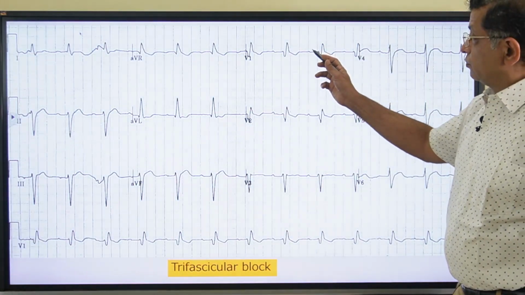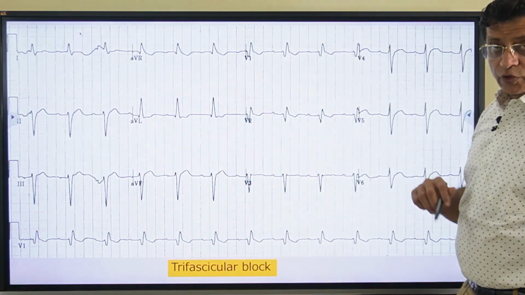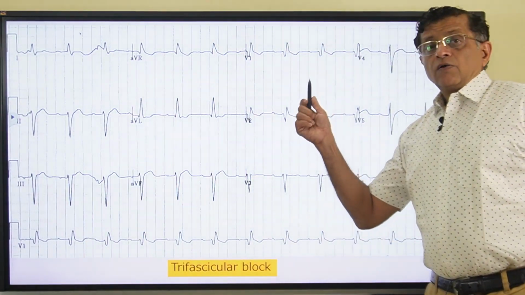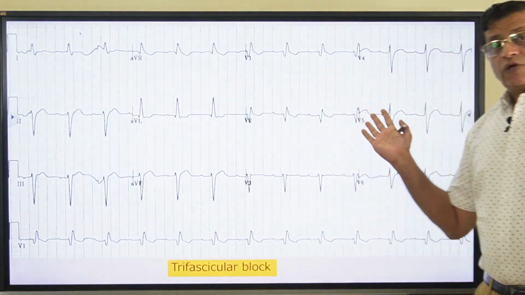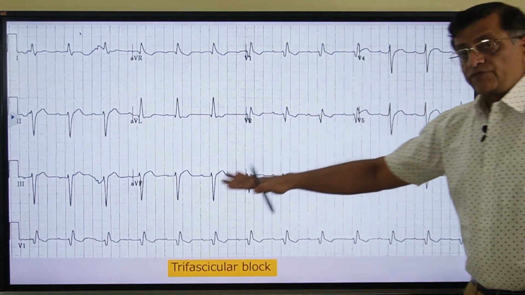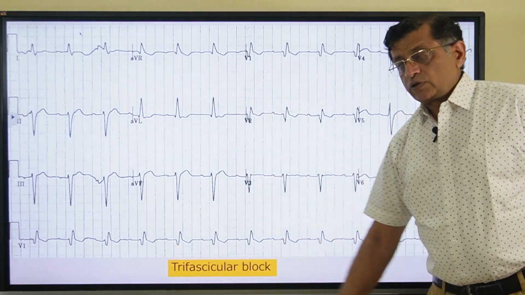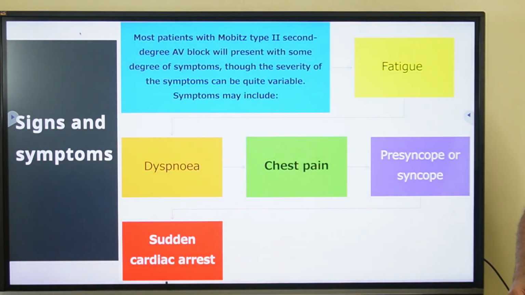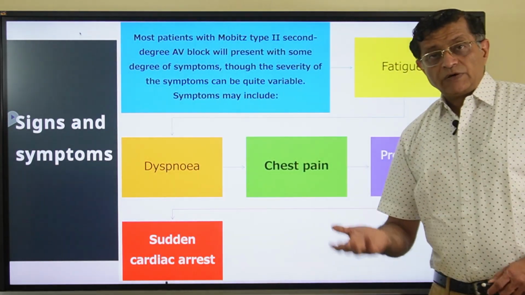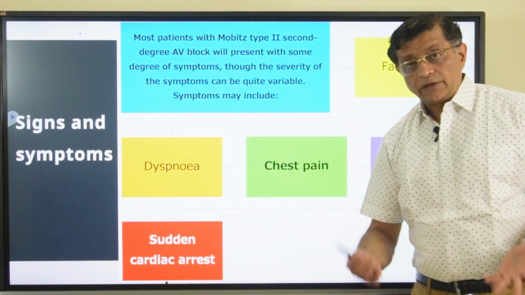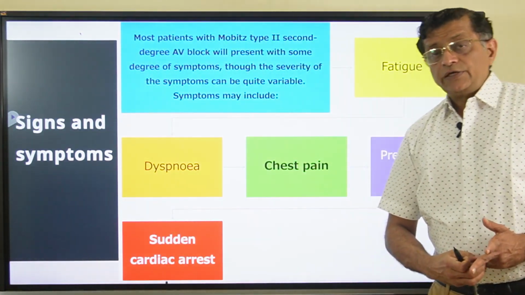As you all know, the PR interval is measured from the beginning of P to the beginning of Q. So this is more than 200 milliseconds, and that becomes a first degree heart block. So when we have right bundle branch block plus left anterior fascicular block plus first degree heart block, that is called trifascicular block. When the patient already has bifascicular or trifascicular block, in that setting, if the patient also develops second degree heart block, that becomes even more dangerous.